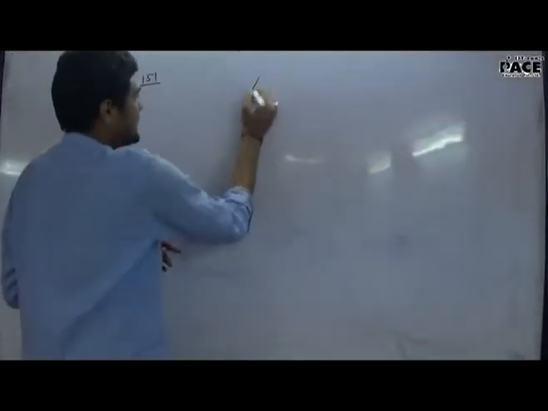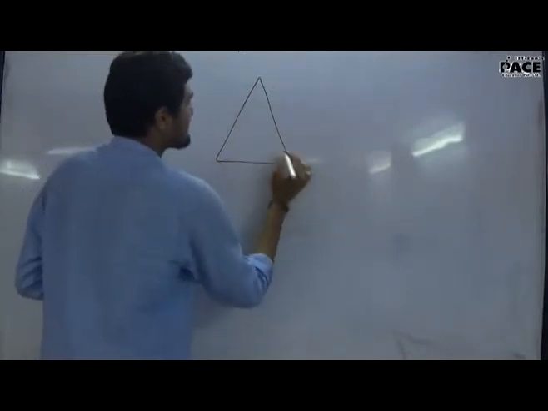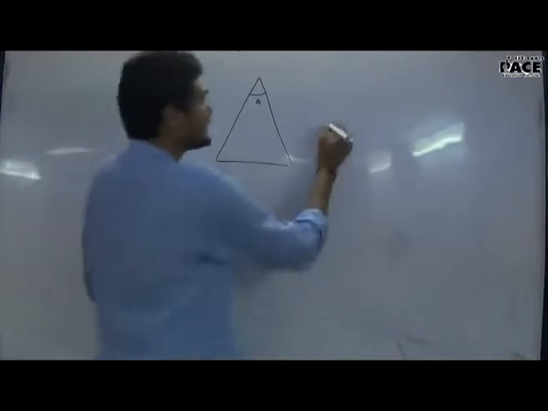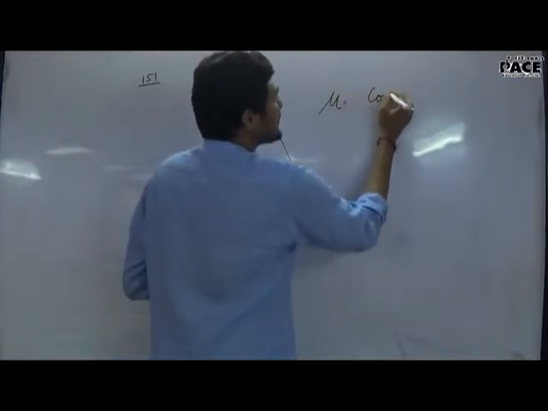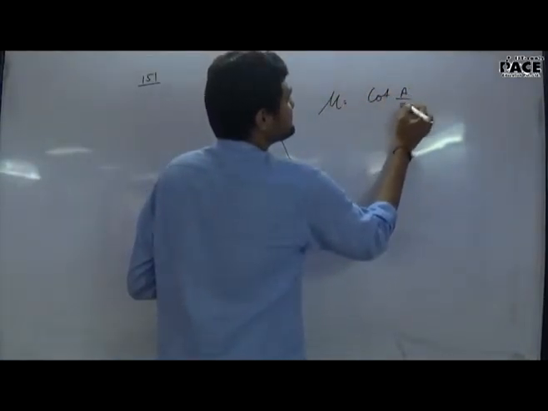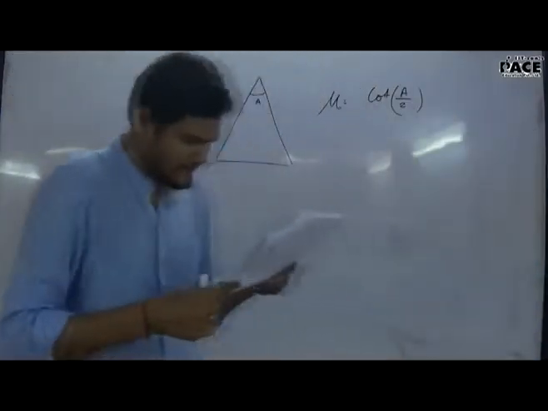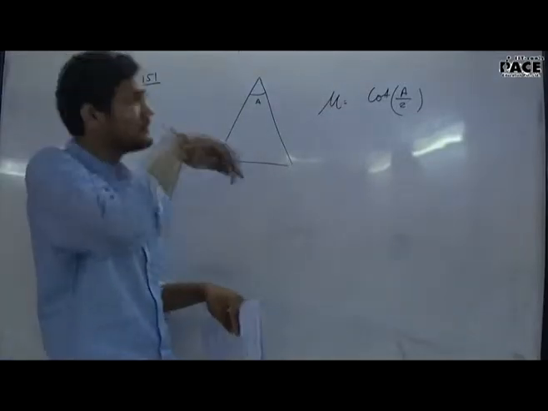For question number 151, the refracting angle of a prism, that is the apex angle, is given as A. And the refractive index of the medium is given as cot A by 2. So we have to find the angle of minimum deviation.